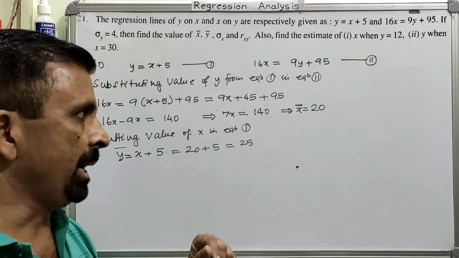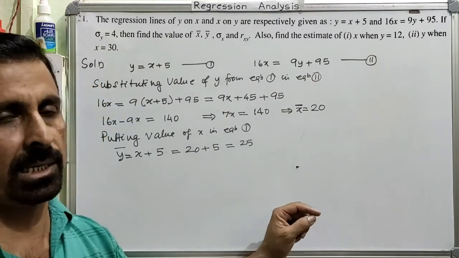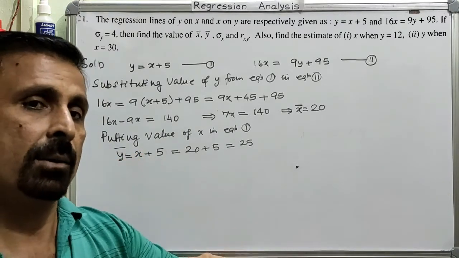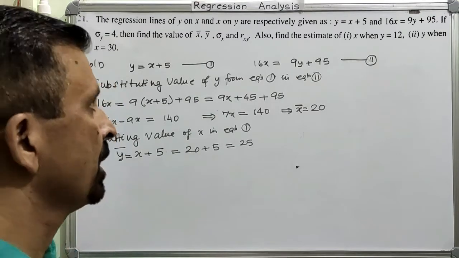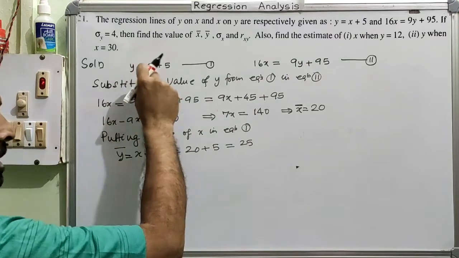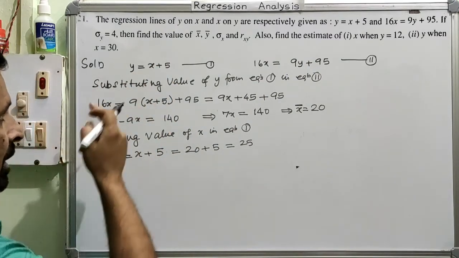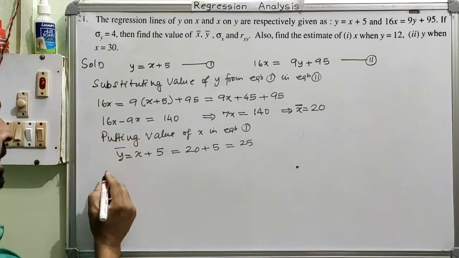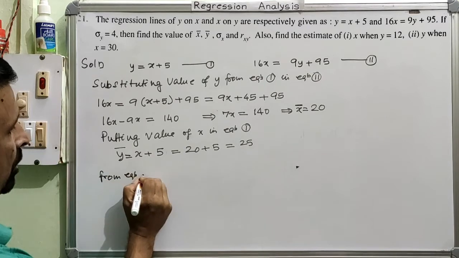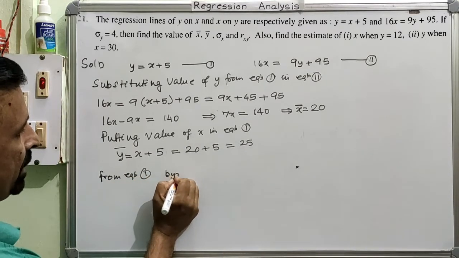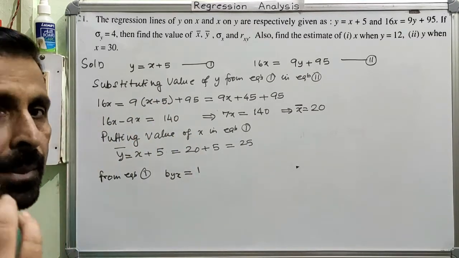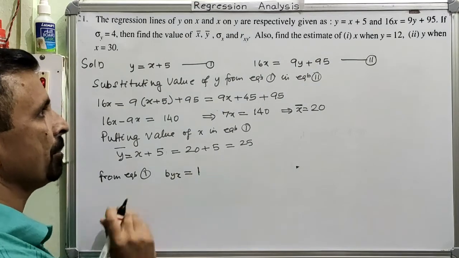Am I understood? Now, to calculate the correlation coefficient, that is the value of r, we need the regression coefficient of y on x and of x on y. So let us do that. We will calculate the regression coefficients from this equation and also from this equation. This equation is already in the slope and y-intercept form. So from equation 1, byx will be the coefficient of x, and this is equal to 1. So very simple, very easy, because the formula is already made.